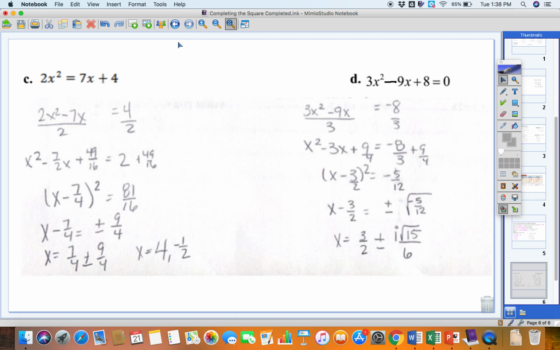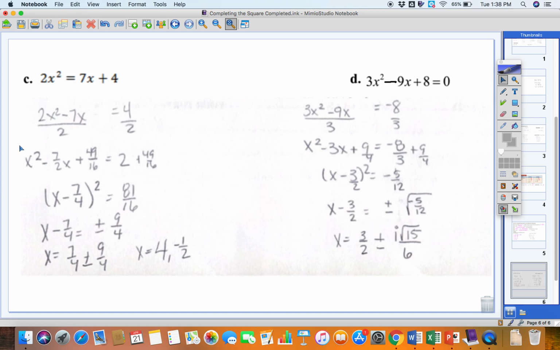So I've added 49/16 to both sides of my equation. Then when I factor, I'm going to have x minus 7 over 4, that binomial squared, equals 81 over 16. Take the square root of both sides and you get x minus 7 over 4 equals plus or minus 9 over 4, because the square root of 81/16 is 9/4.